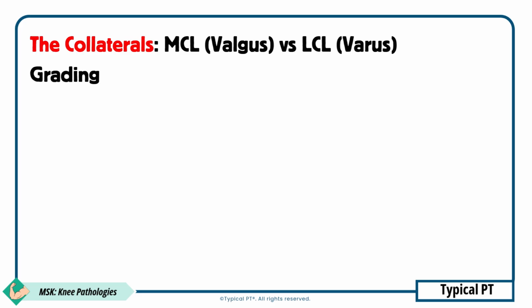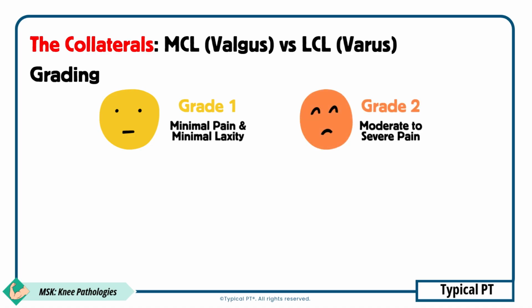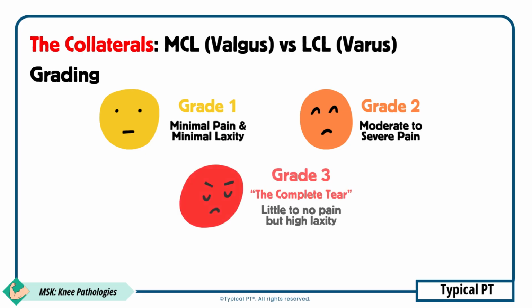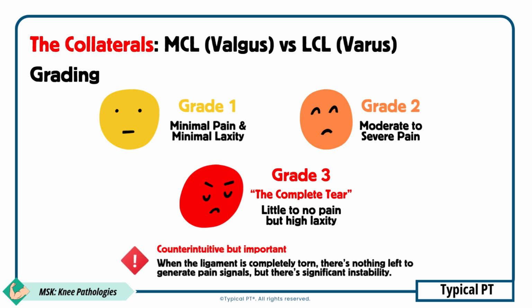For grading ligament sprains, remember this pattern. Grade 1 has minimal pain and minimal laxity. Grade 2 has moderate to severe pain with moderate laxity. Grade 3, the complete tear, often has little to no pain but high laxity. That's counterintuitive but important. When the ligament is completely torn, there's nothing left to generate pain signals, but there's significant instability.